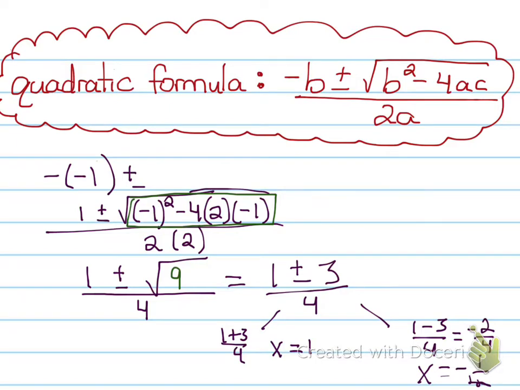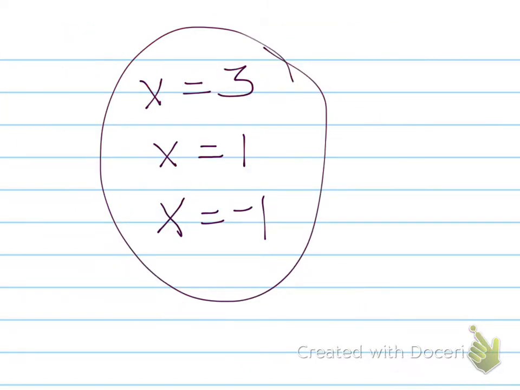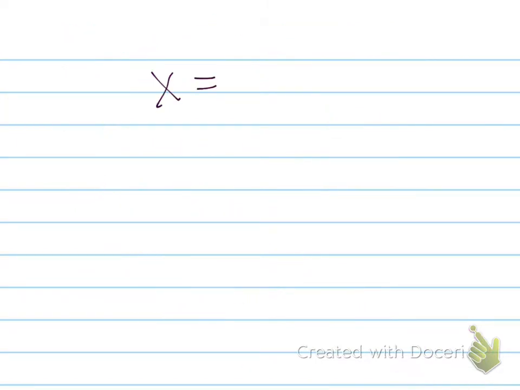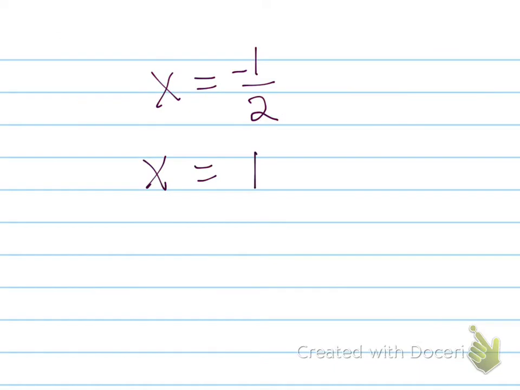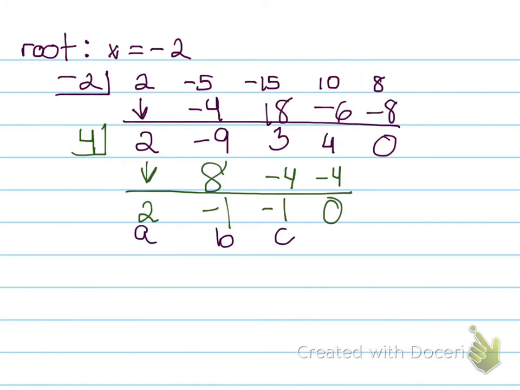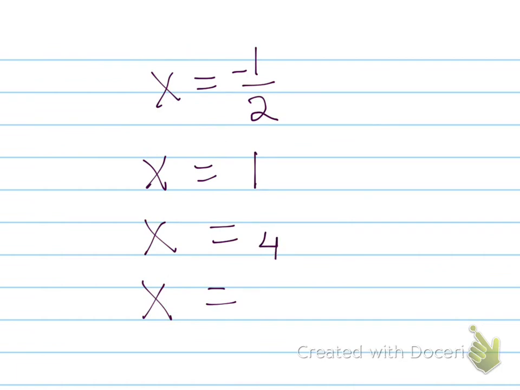So to list out all of my roots, I have x equals -1/2, x equals 1. And then to get the other 2, remember, I pulled them from my graph, which started off my synthetic division, so that would be 4 and -2. And these are my roots. That's it!